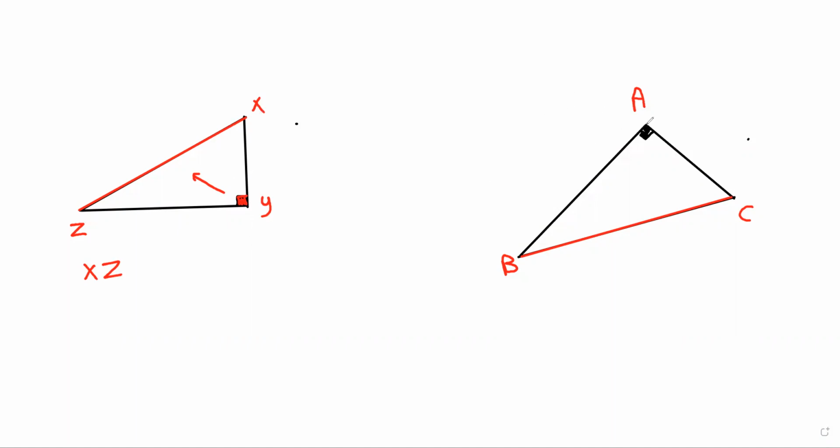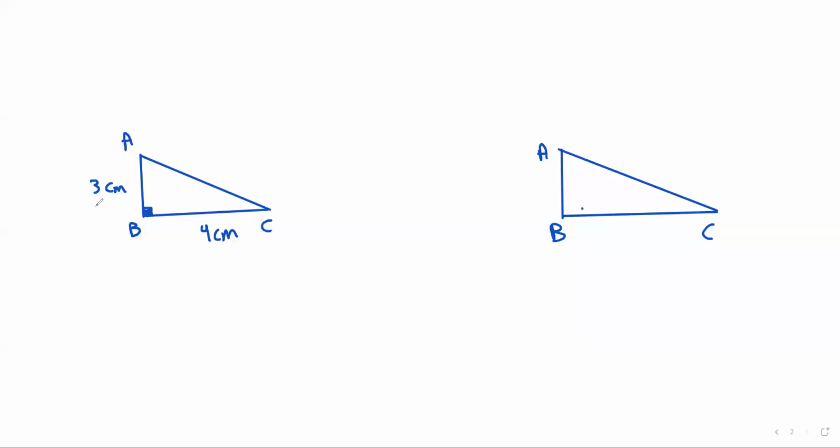And if we look at the second triangle, angle A is the right angle, and the side opposite to angle A is the hypotenuse. So BC is the hypotenuse. And in the first triangle, XZ is the hypotenuse. Remember, the hypotenuse is the longest side in the right angle triangle.